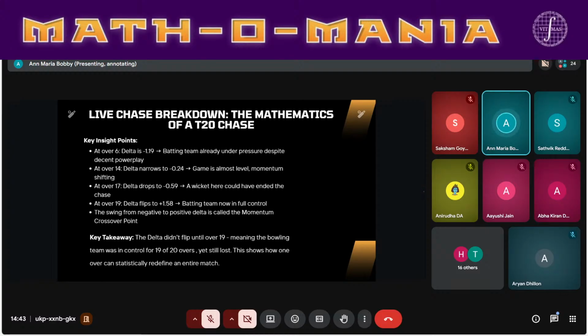So what it means is, at over 14, delta is negative 0.24, which is very close to 0. This means the batting team is almost matching the required pace. So pressure is reducing, and the match is becoming balanced.